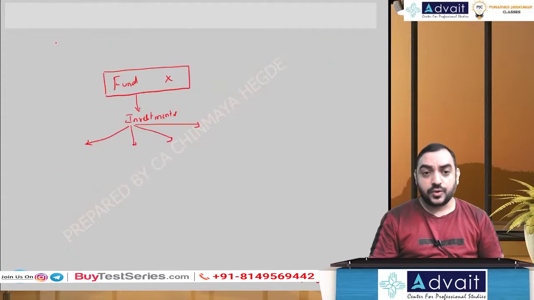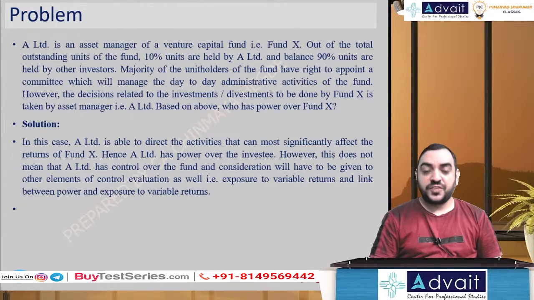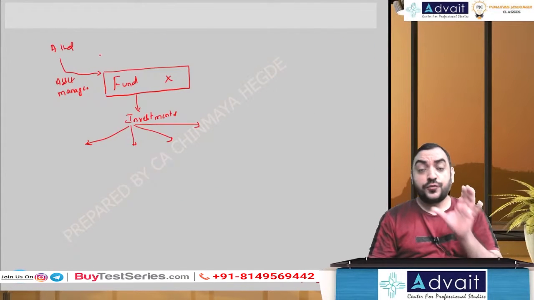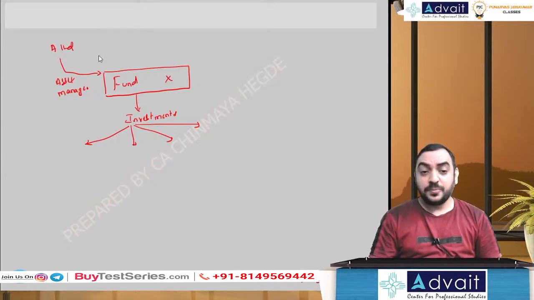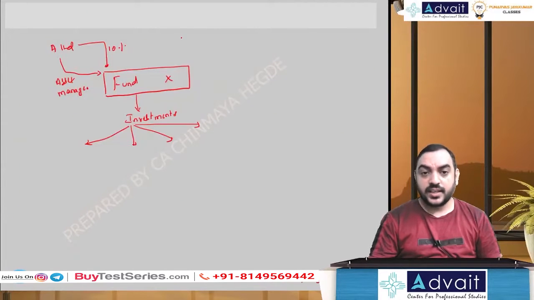A Limited is an asset manager. A Limited is the fund manager or asset manager. They manage the funds. Out of the total outstanding units of the fund, 10% are held by A Limited. So if you look at who is the owner of Fund X, 10% of the units are held by A Limited. So A Limited has 10% ownership, I can say 10% of the units. And the remaining 90% are other investors.